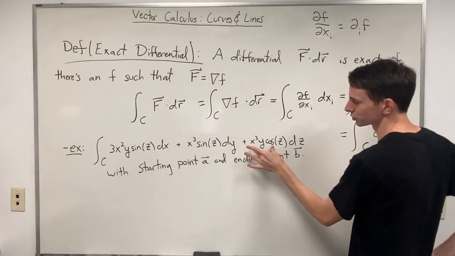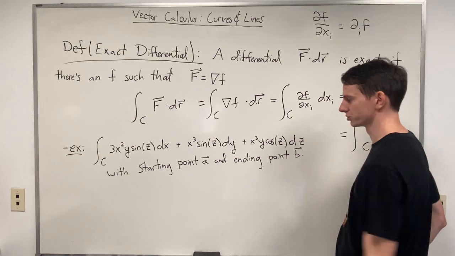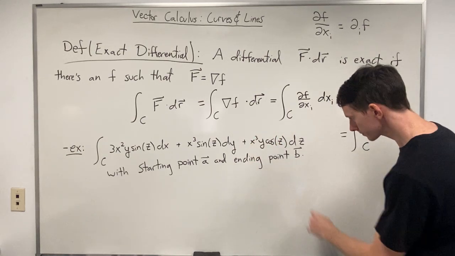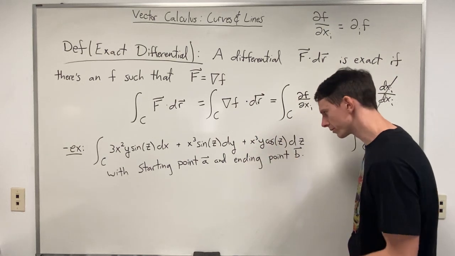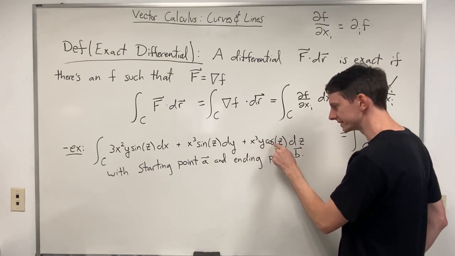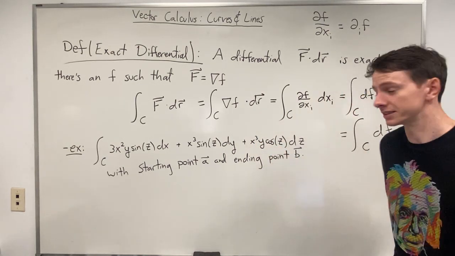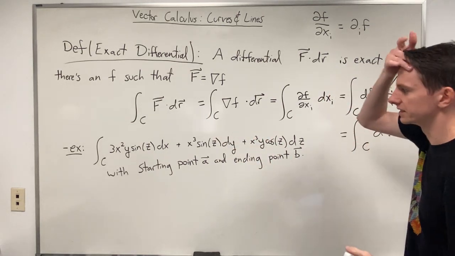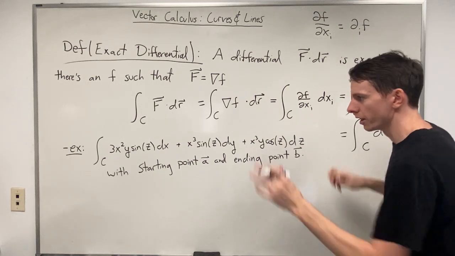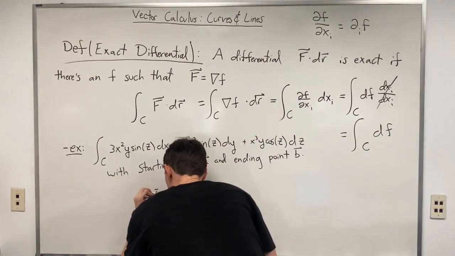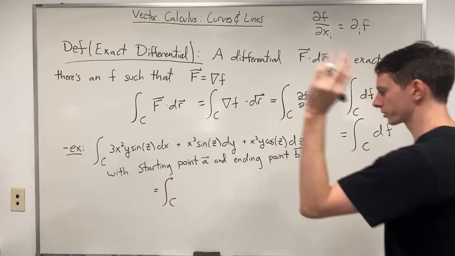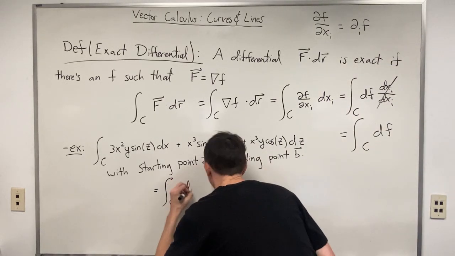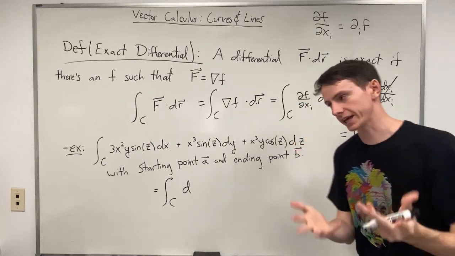And you say, okay, well, let's check this one, right? If this is partial f partial z, let's take the antiderivative of this quantity with respect to z. And then when we look at it, that would be x cubed y sine of z. And it's the exact same thing in each of these cases. So what we realize is that without doing any other work, this integral can simply be written as the integral over some curve C of d of f, where f is my scalar function.